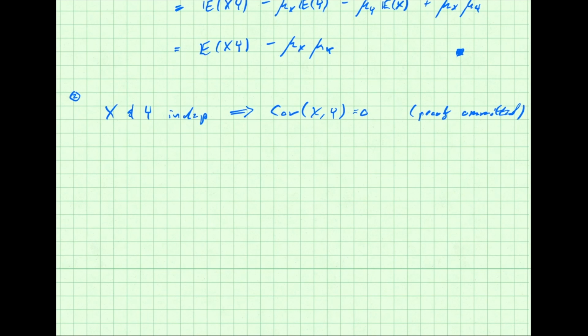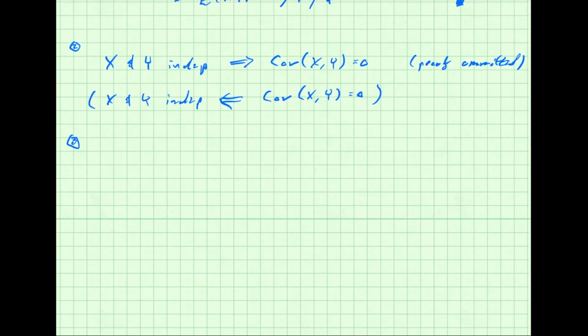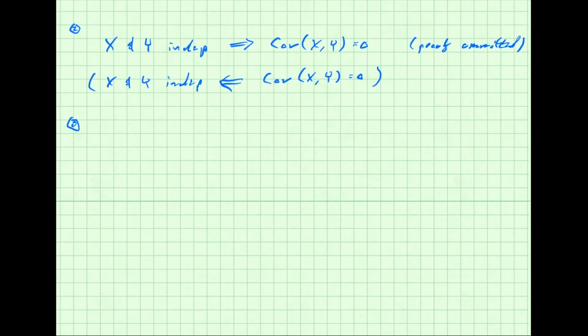But if you try to go the other way, x and y independent does not get implied by the fact that their covariance is 0. So this one I'm not putting any proofs for. And property 3 I'll prove. So this one says this is another way to write out, to express covariance in terms of variances.